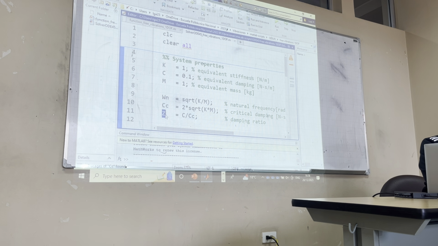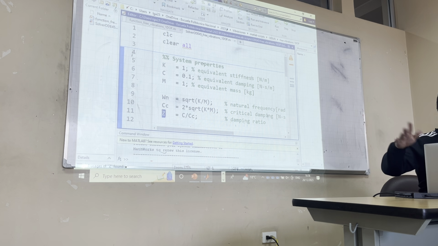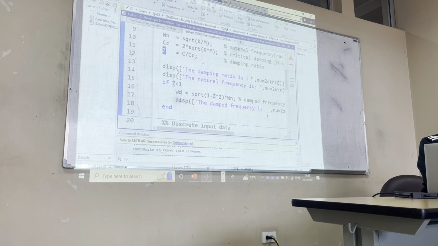And this z here is the damping ratio. The damping ratio is given by c over the critical. This is going to tell you whether the system is oscillating, critically damped or overdamped, right? Is this clear, guys? Everything here is clear. Yes. Right, hopefully. Now, I just display the damping ratio and the natural frequency, once you calculate them.